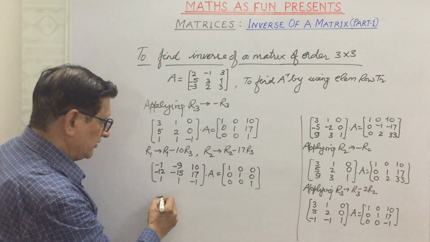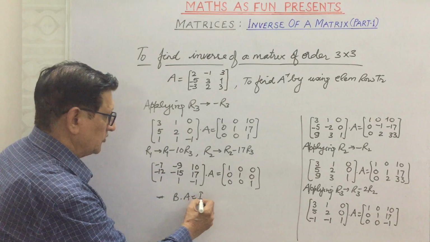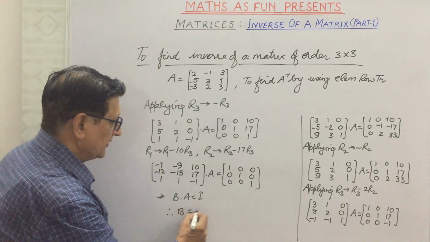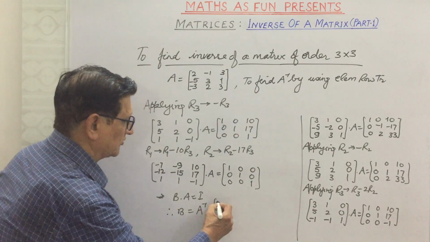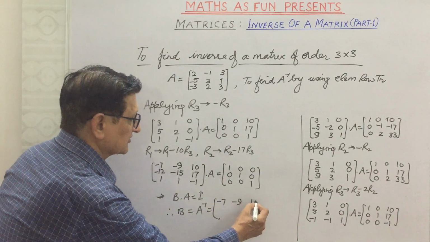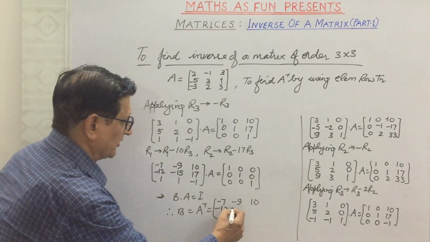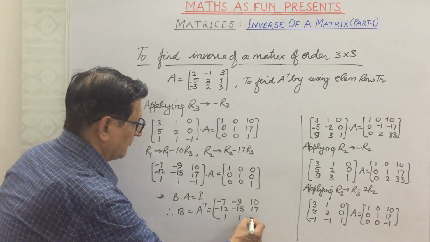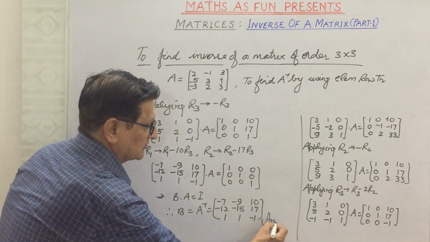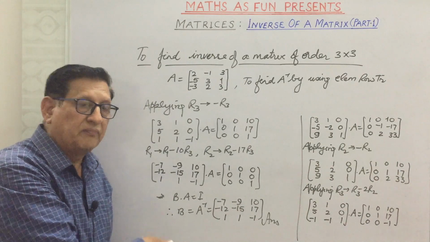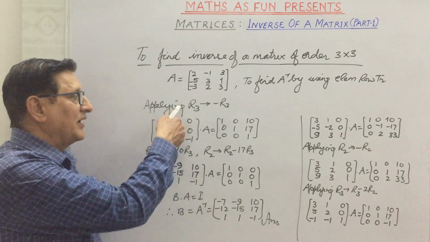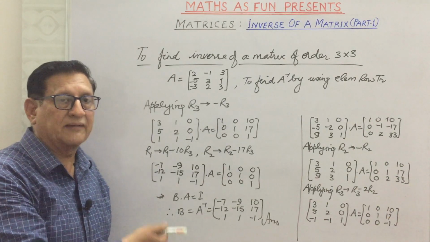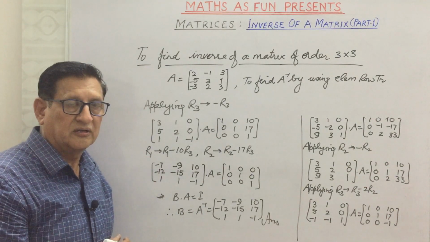So we are getting here this B into A is equal to I. Then this B is A inverse. Therefore B, that is A inverse, is equal to [-7, -9, 10; -12, -15, 17; 1, 1, -1]. And this is the answer. We can verify this also. We multiply this A inverse with A, and if we get I, then we can certainly say that our answer is right.